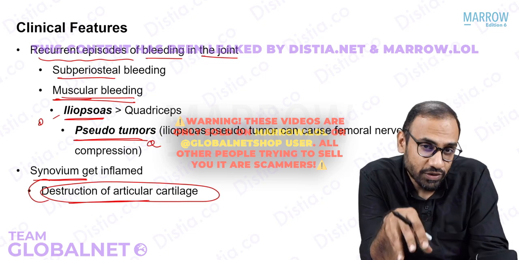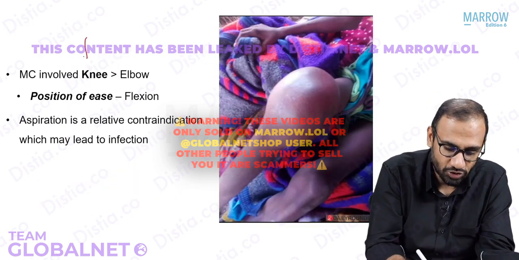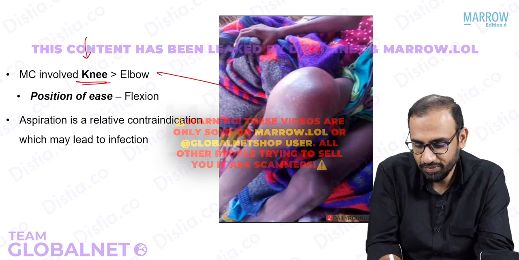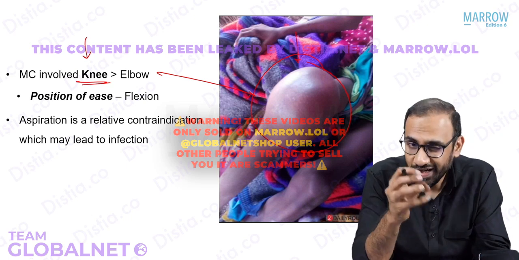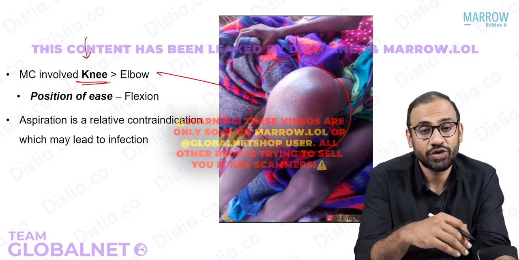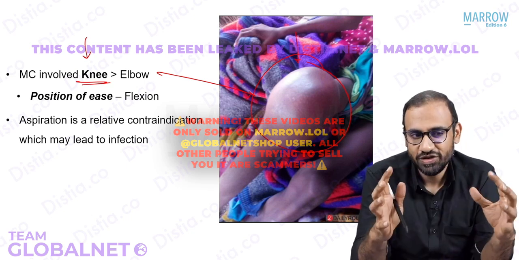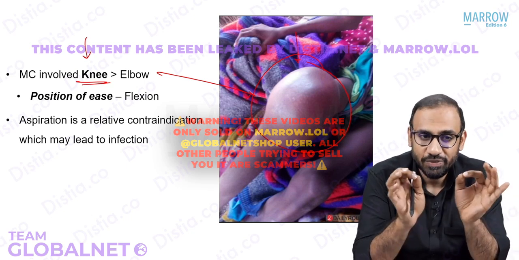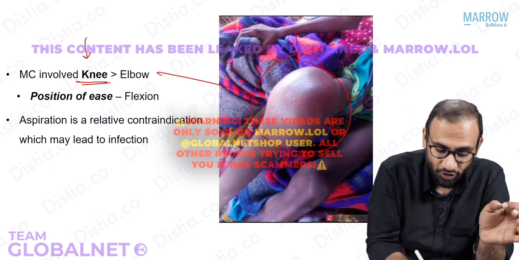Now, talking about bleeding into the joint, how will it present? It will present with a massive swelling at the joint. Most commonly involved joint is the knee joint. You can see here a patient with bleeding into the knee joint. Whenever there is collection of any fluid into the joint, what will happen? The capsule will be stretched. And as the capsule is stretched, the patient will be in pain, and to reduce the pain, the patient will keep the joint in the position of ease.